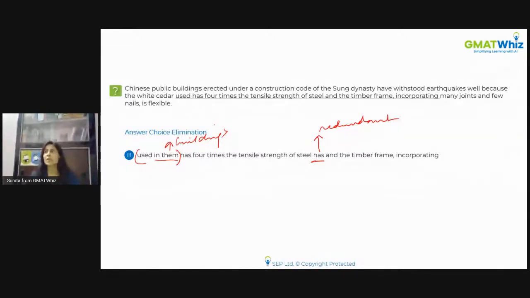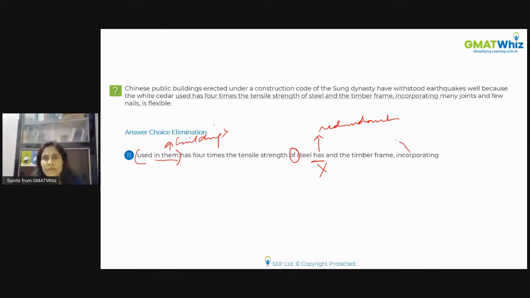I mean, would you say I have four times the money Jason has? No, you would simply say I have four times the money that Jason has. I'm so sorry. Let's take another sentence where I would not need to repeat the verb. What we are saying is the white cedar has four times the tensile strength of steel. There is "of" here. So already I'm saying the strength that steel has. So I don't need this has because I already have this "of" here. So this has is redundant, definitely out.